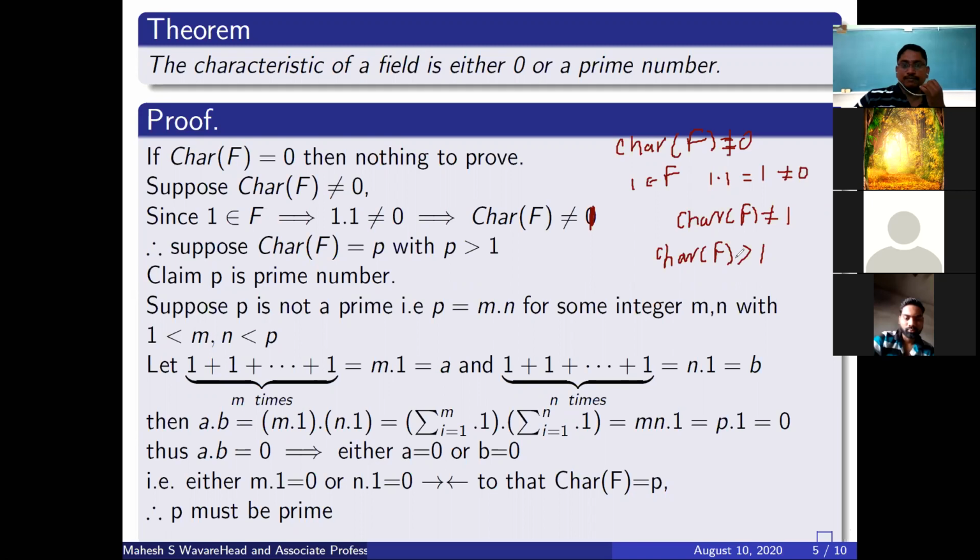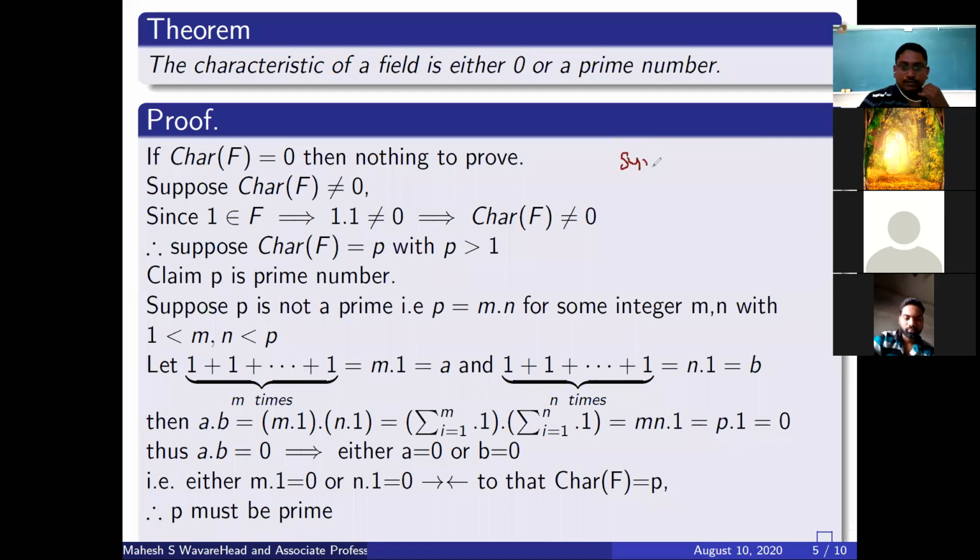Otherwise, it would be a single-element field with only 0. So 1 times 1 will never be 0. In this way, we first show that the characteristic of a field is always greater than 1. If it is not 0, then there is no field having characteristic 1. That you also keep in mind. The characteristic of a field is always greater than 1 if it is not of characteristic 0. So we have to assume some number. Suppose the characteristic of the field is p.